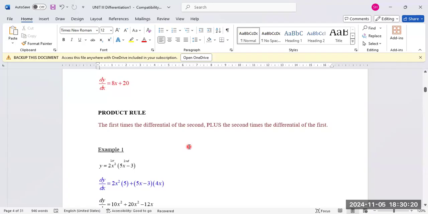All right, let's go. So the product rule says the first times the differential of the second plus the second times the differential of the first. If you remember that, you shall be good to go. It's the first times the differential of the second plus the second times the differential of the first.